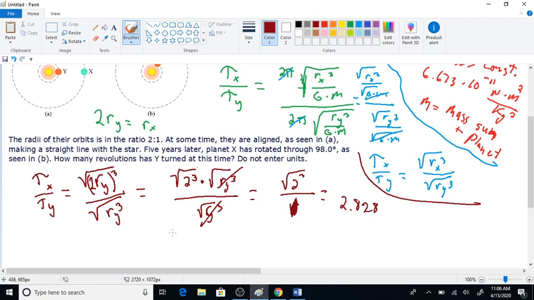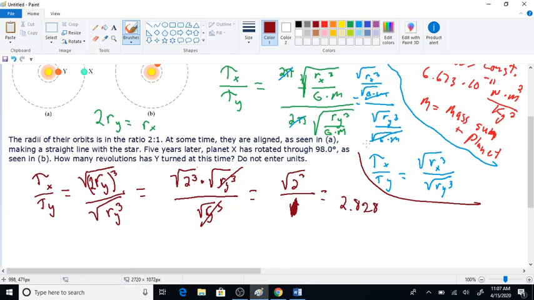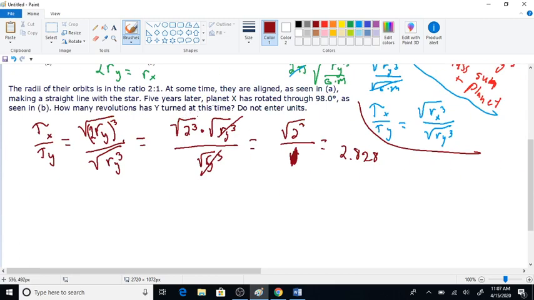All right, well, look what we have here. We're also told up in the problem that planet X is rotated through 98 degrees. That's the question. How many revolutions does the big one take when the little one takes 98 degrees? So if planet X is rotated through 98 degrees, from here it's almost like dead overhead. It's about 90 degrees, 98 degrees, so it's a little past. So how many times did Y revolve in that time frame?